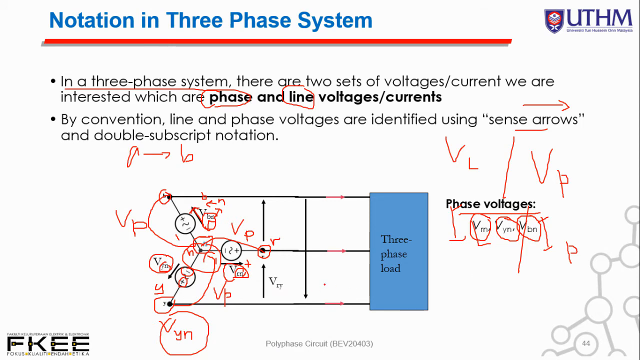All right. So what about this one? Over here, VRY, VYB, and the last one is VBR. So these are all known as line voltage. When no N is connected, you can see it is notified by line R and line Y, and line B, and line R.